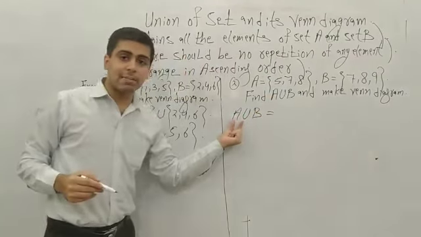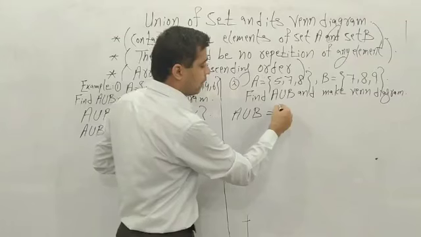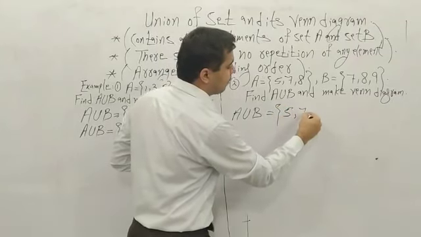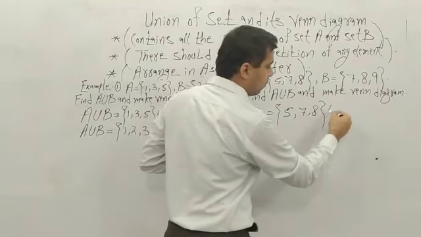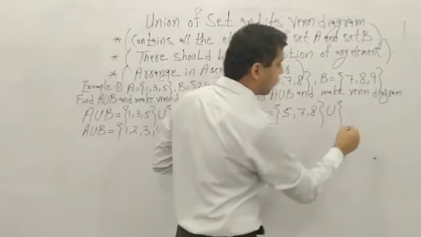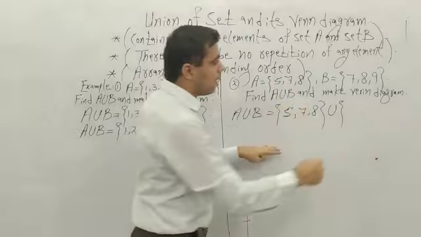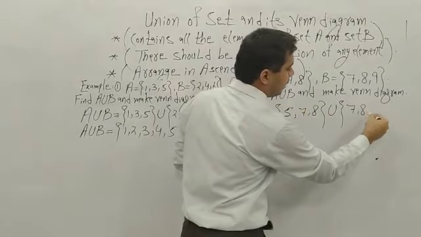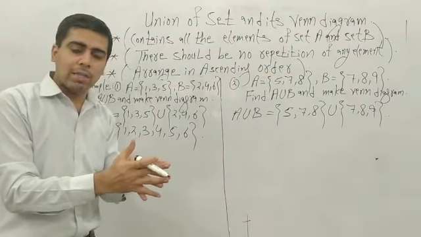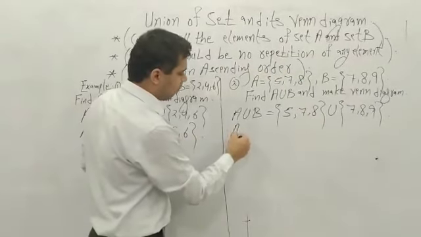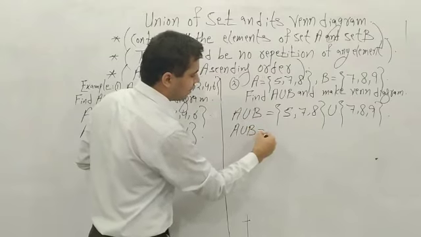Now what is the first set that is given here? Again A. We will write the elements of A: 5, 7, and 8. Then there is the sign of union, so we will put the sign of union. Then the elements of B. The elements of B are 7, 8, 9. Again we have to arrange all the elements in ascending order. So we will put A union B once again.